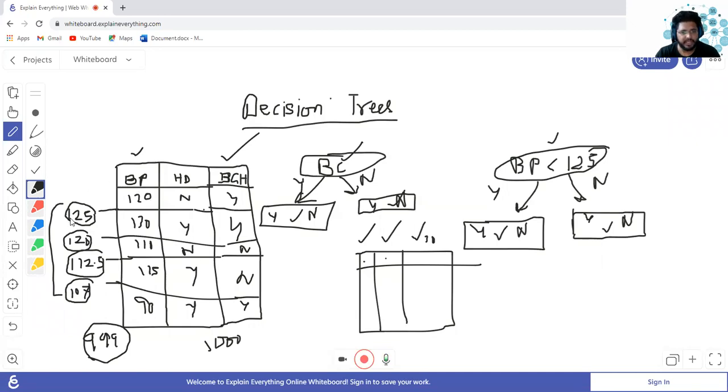So I have to create bins, like the adjacent averages, and calculate the Gini impurity of these things, and also the Gini impurity of this thing. Then apply the same principle. Whichever Gini impurity is lowest, use that one to divide the data, and then again apply the same procedure and go ahead. Okay, so that is how it is created.